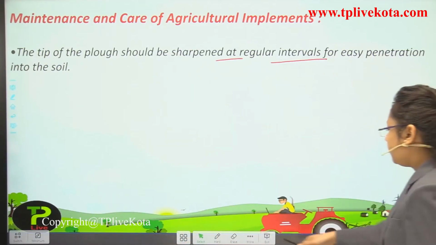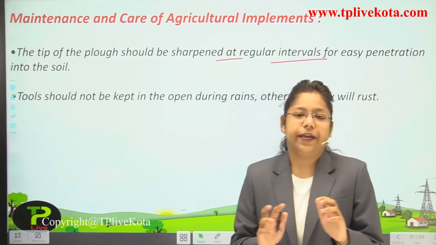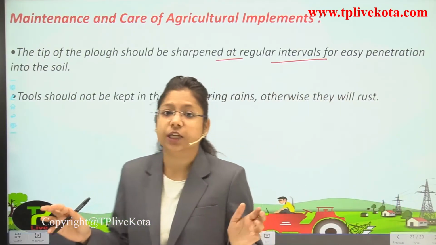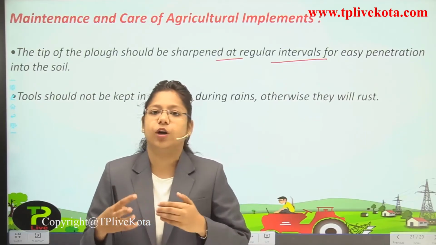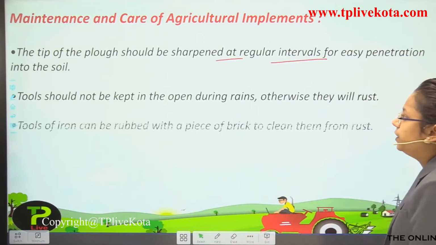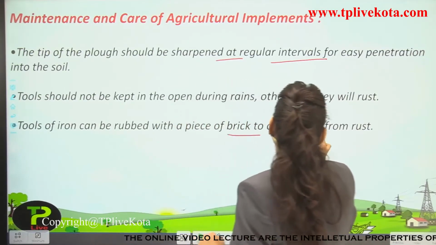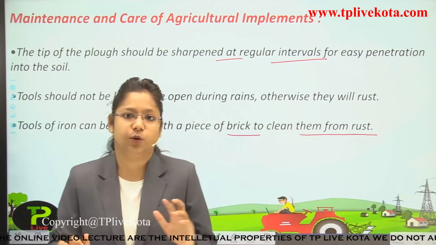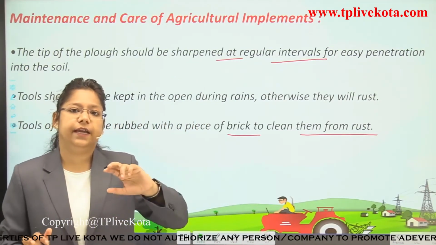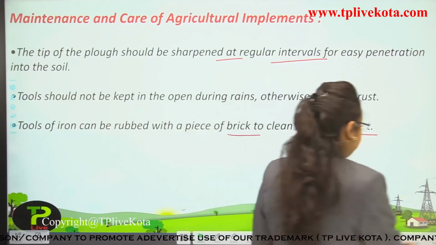Okay, now the next point about this thing, the tool should not be kept in open. Okay, if they are made up of iron, then they should not be kept in an open place, because if they are kept in an open place, then what will happen? Rusting will occur and they will get damaged. Next point, tools of iron can be rubbed with a piece of brick to keep them away from the rust. Okay, if they are rusted at a particular time, then they can be rubbed with a piece of brick so that the rust can be removed from the iron part.